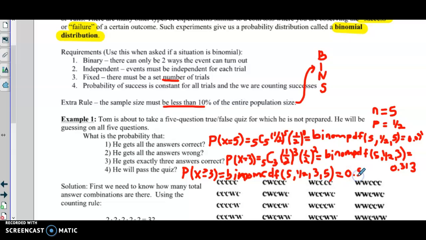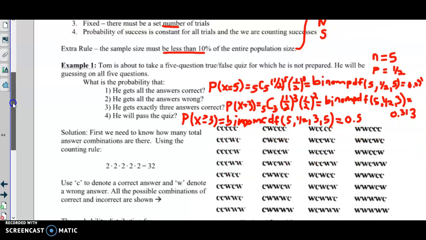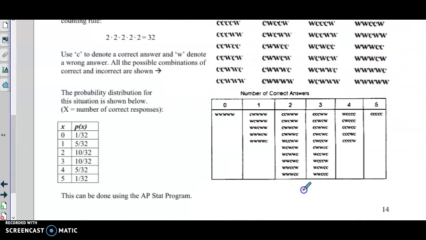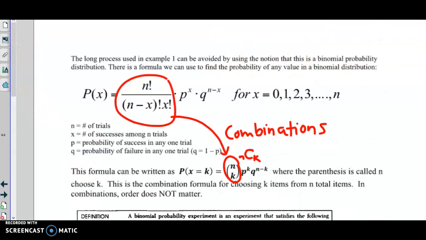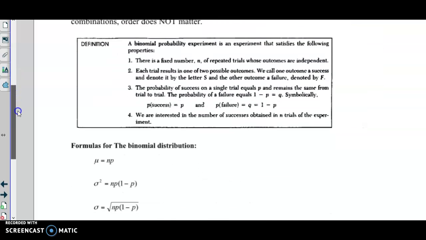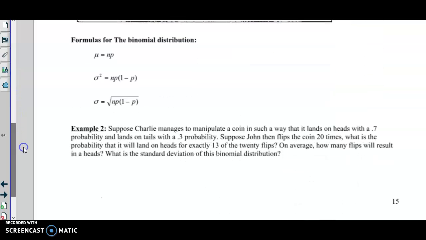So all this stuff on this first page might be a little bit confusing because it's a little extra. It's just the combinations. This is showing how many ways he can answer 1 question correctly, how many ways he can answer 2 questions correctly, and so on. We don't have to do all that anymore because we have this binomial distribution in the calculator that can find those probabilities for us. Let me do one more here. I can let you read through the rest.